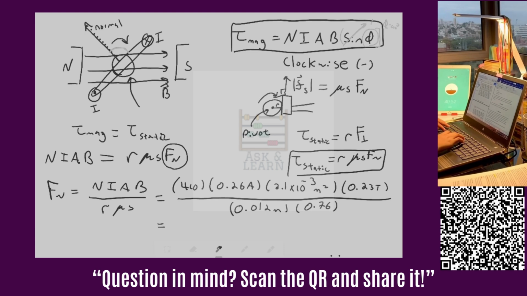Put all that into our calculator, and we see that the minimum normal force that we need to keep this coil from rotating in this external magnetic field is about 8.3 newtons. And that is our answer.